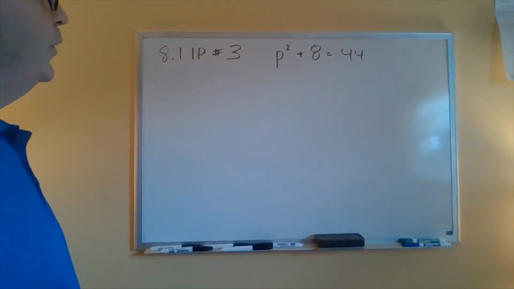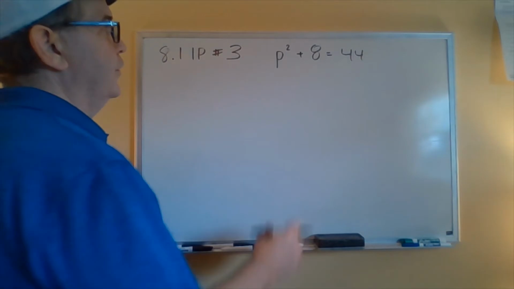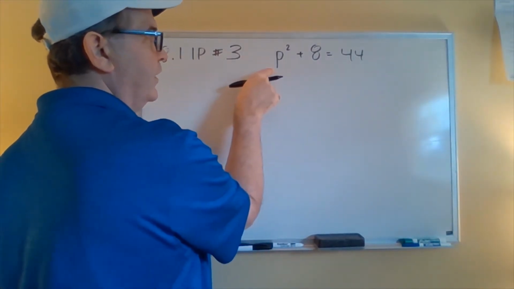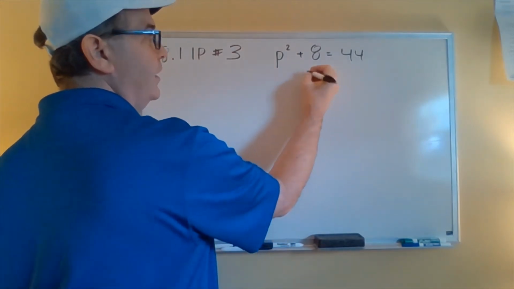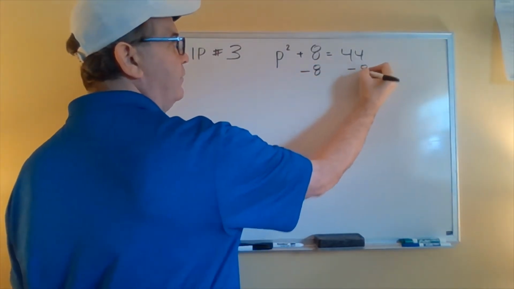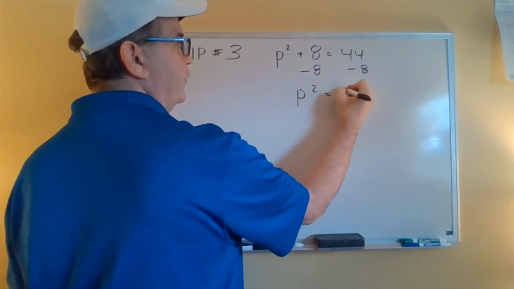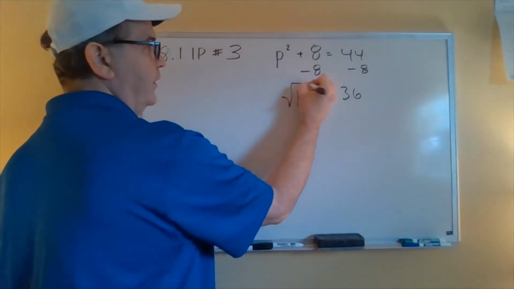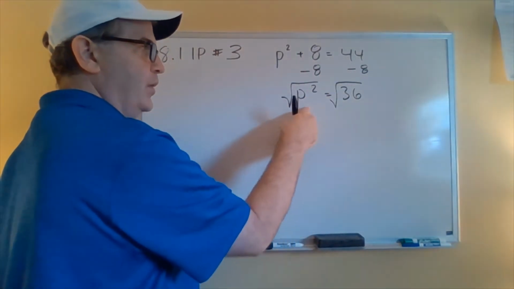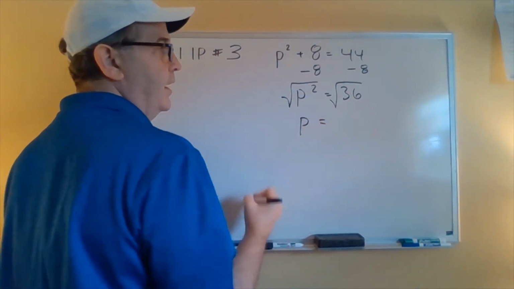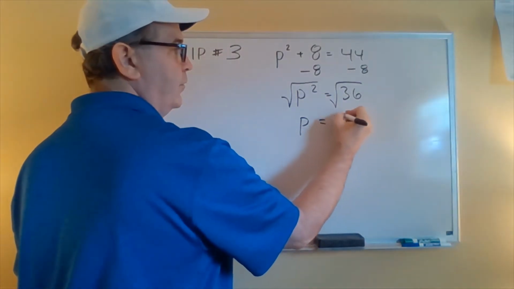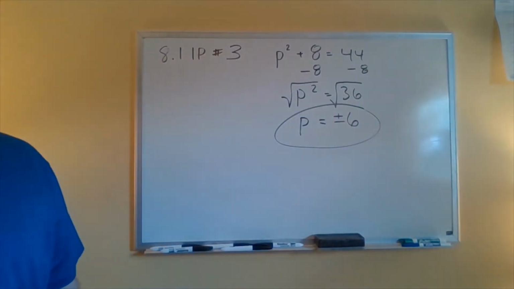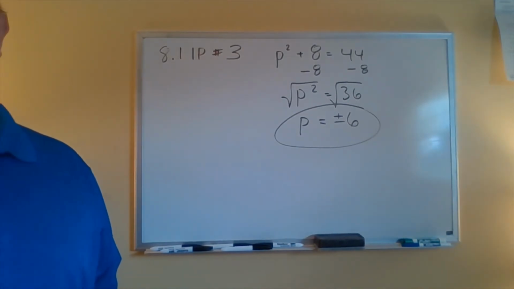Number 3, we have p squared plus 8 equals 44. Again, our goal is to get squared component equals a number. What's our squared component in this equation? It's the p squared. So we want to get p squared by itself on the left side. We're going to subtract 8 from each side. We'll end up with p squared equals 36. We are solving for the variable p, so we're going to take the square root of each side, because the square root of p squared equals just p. And the square root of 36 is 6, but remember, it is plus or minus 6. So our answer for number 3 is p equals plus or minus 6.